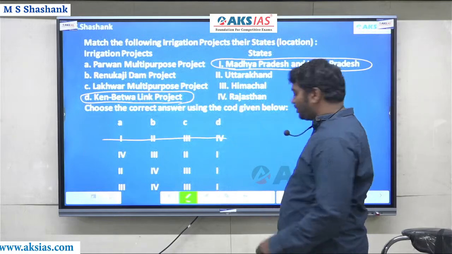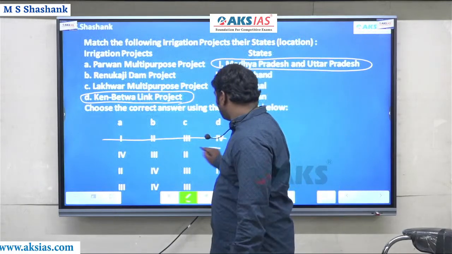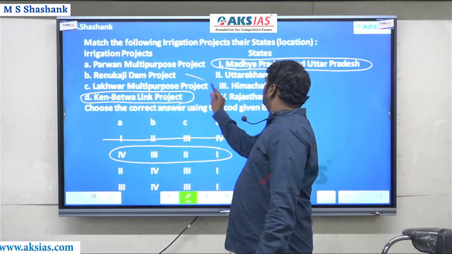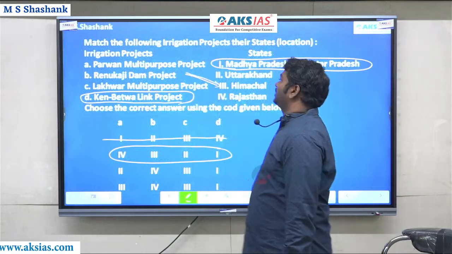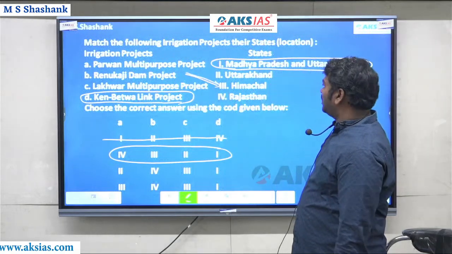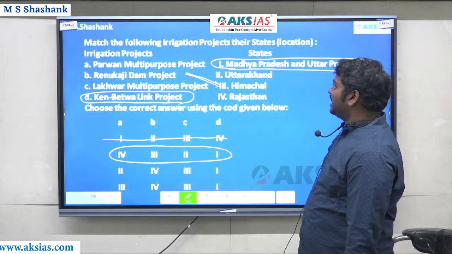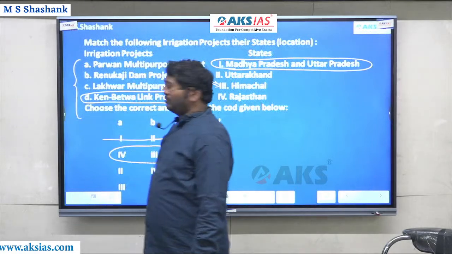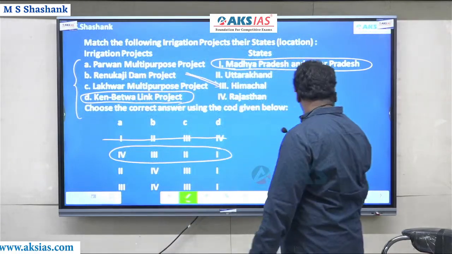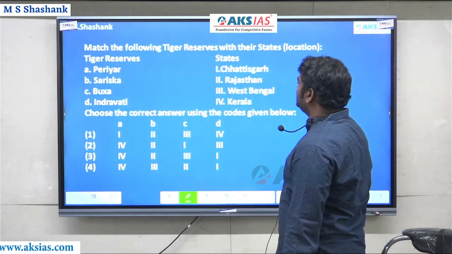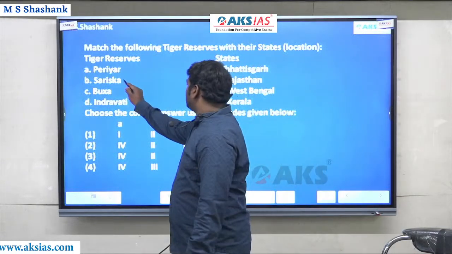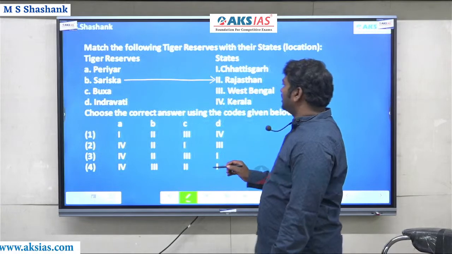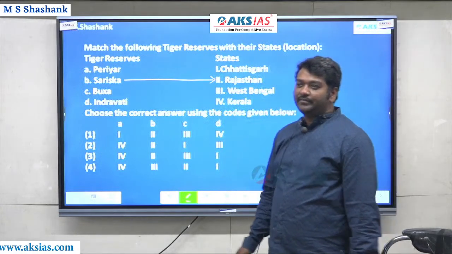So if you go by that logic, the second one is correct, mainly because this Renukaji is in Himachal Pradesh. This was in news because of the construction projects that are going on. Because dams and irrigation projects have become important in most of the exams, it's important for us to know them. This is very simple. Sariska is in Rajasthan. If you want, open your NCERT books or what we call as atlas and see.